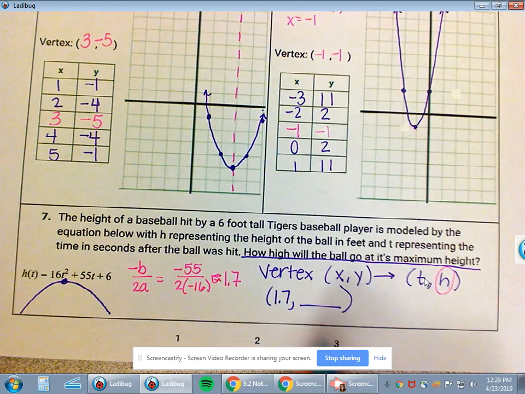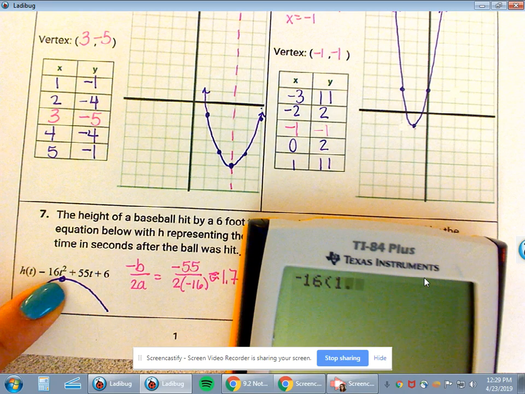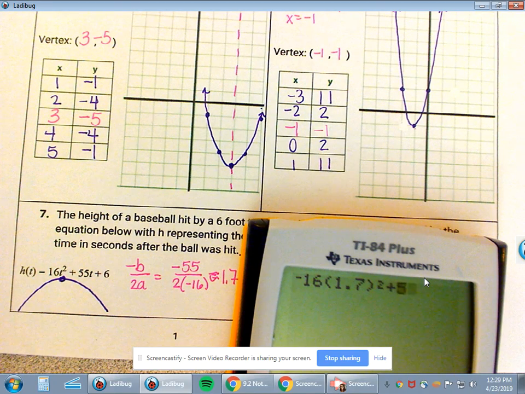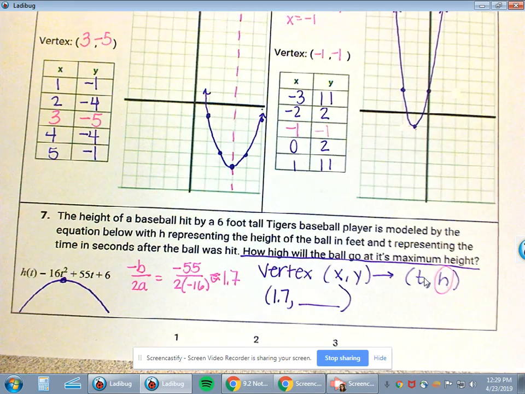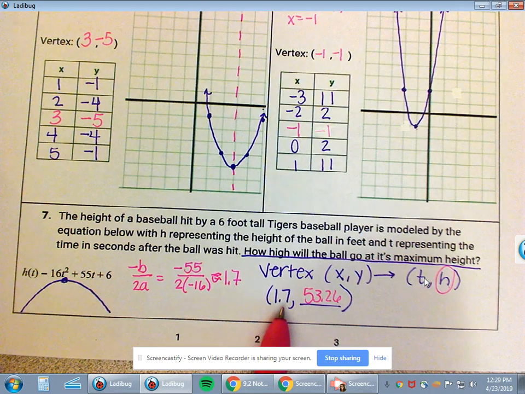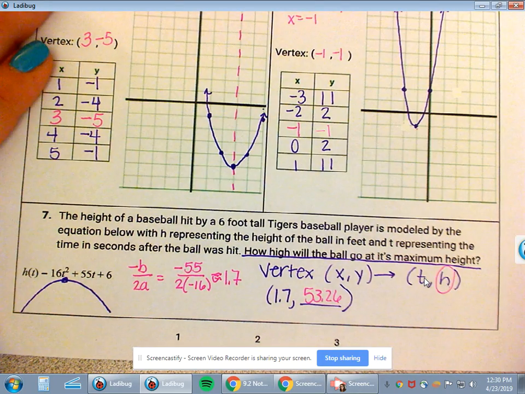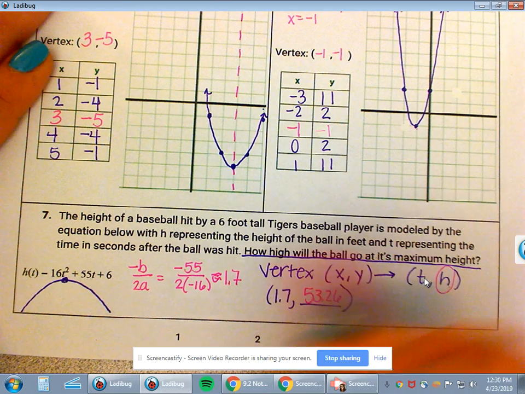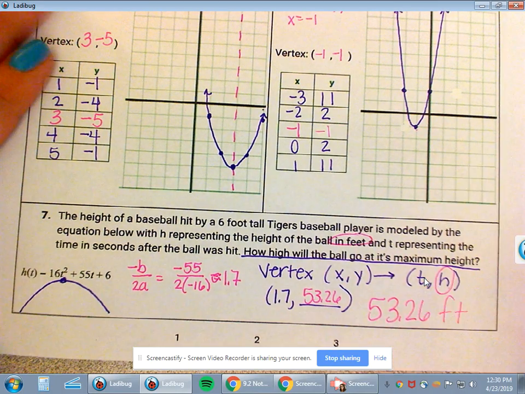So right now we have this piece, and we need the next piece. That'll be our answer. So let's plug 1.7 into our original equation. So we've got negative 16 times 1.7 squared, plus 55 times 1.7, plus 6. So I typed it all in my calculator. It's going to tell us we're at 53.26. So at 1.7 seconds after he hits the ball, it will be at a maximum height of 53.26, and we're talking about feet. So 53.26 feet is the height of the ball.